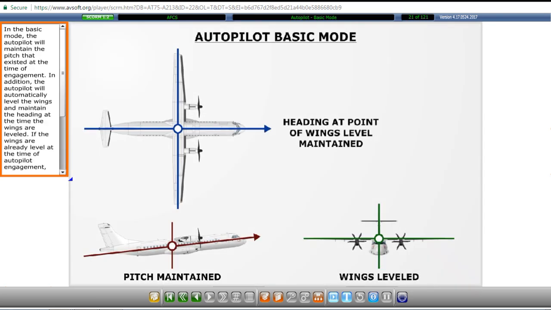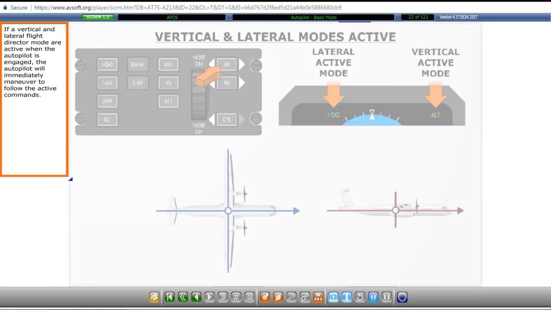In the basic mode, the autopilot will maintain the pitch that existed at the time of engagement. In addition, the autopilot will automatically level the wings and maintain the heading at the time the wings are leveled. If the wings are already level at the time of autopilot engagement, the autopilot will maintain the heading existing at the time of autopilot engagement.